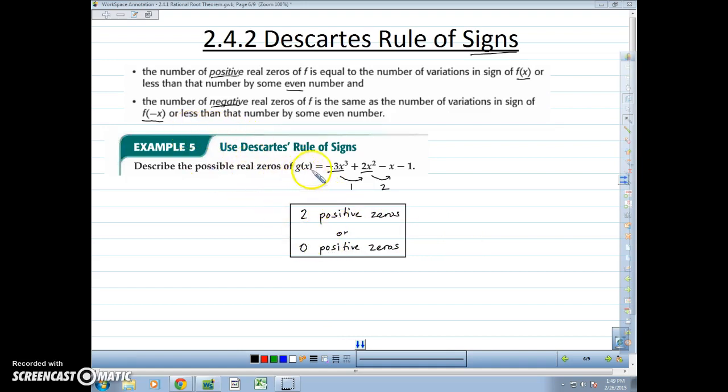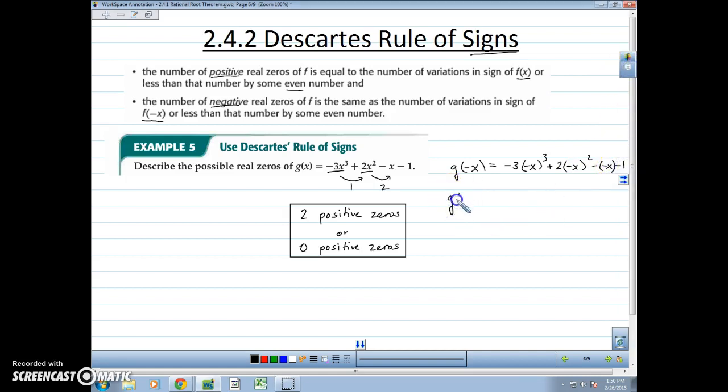So now we have to slightly modify our function. Instead of doing g of x, we have to do g of negative x. So I'm going to replace all of my x's with negative x. So this is negative 3 times negative x cubed plus 2 times negative x squared minus negative x minus 1.